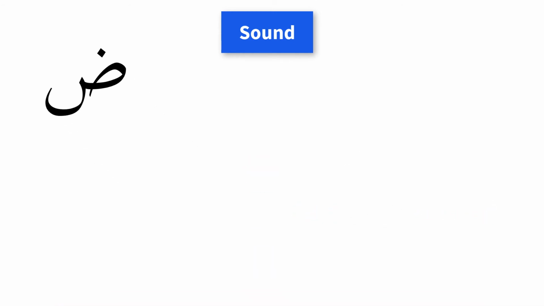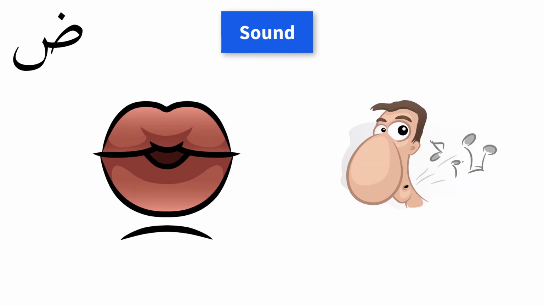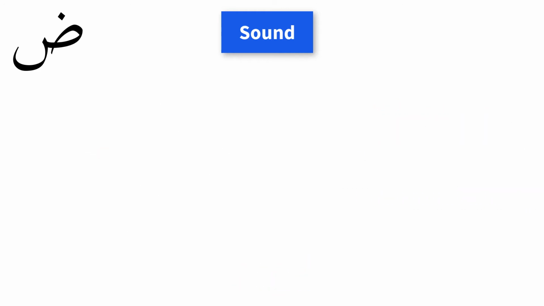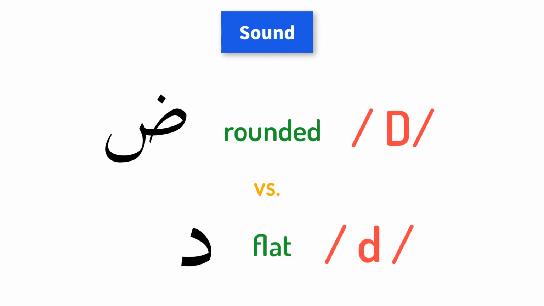Once again, you want to compress your lips as you would do when whistling, for example. Then, whilst holding that position throughout, say the letter dod. Now, if you've done it right, it should give out a rounded d sound, as opposed to the more flat d in dal.